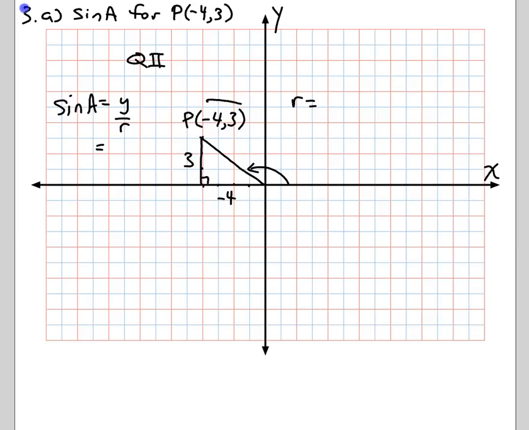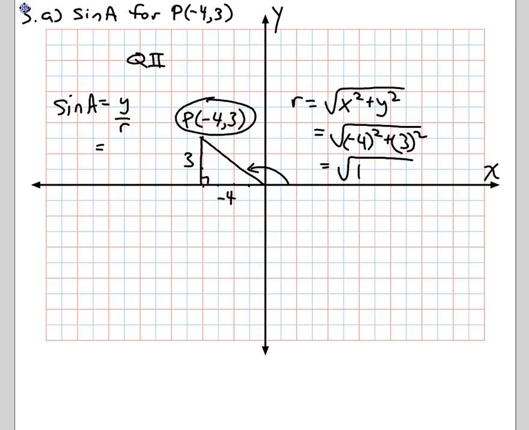It's not given directly from the coordinates, but we can solve for it as the square root of x squared plus y squared. And again, here, the square root of (-4) squared plus 3 squared, just to show that extra step. Now, we should be able to calculate these mentally. Use a calculator if you need to.